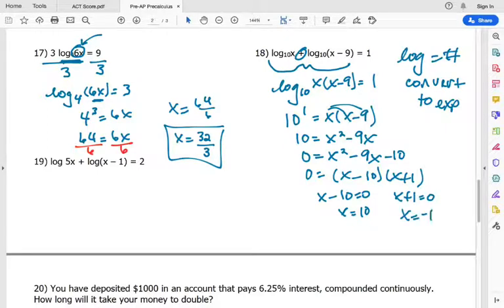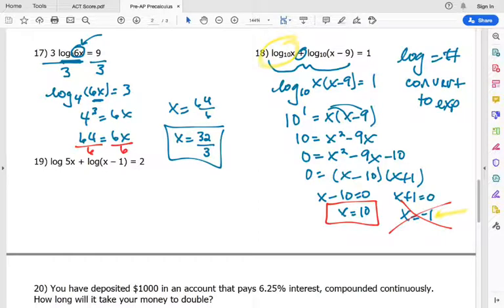Now remember, when you go back to your original problem, this, for example, log base 10 of x, I'm going to be plugging in this negative 1 right here, and I can't do the log of a negative number. So we are going to ignore that answer choice, and this will be our only answer for this problem. When I plug in the 10, I get positive values that I'm taking the log of.